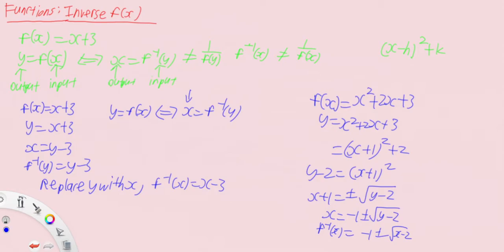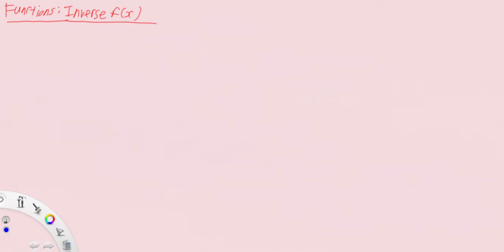All right. So we had the graph f(x) = x² + 2x + 3. Now the condition for an inverse function to exist is the idea of a one-to-one function. So there are two types of functions, one-to-one and many-to-one.